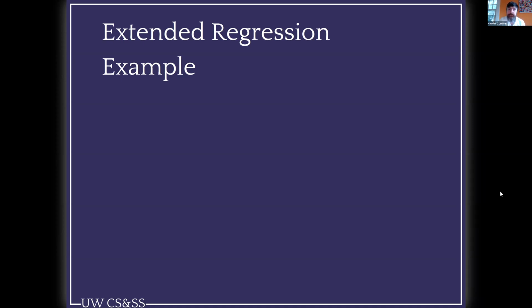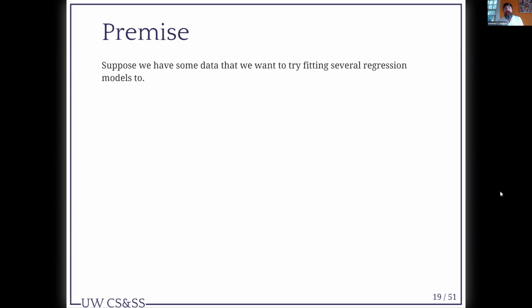Okay, so the premise here: let's imagine that we have some data and we want to try fitting several regression models to it. In this example, I'm only going to fit 4 models, but in some more data science type setting, maybe we're trying to fit 1,000 models to some data set. You don't want to be doing them one at a time. You want to be able to iterate over models.